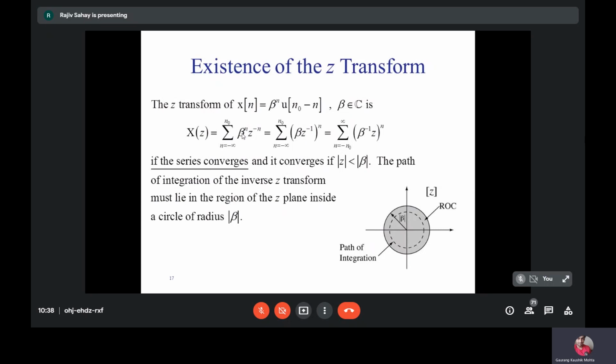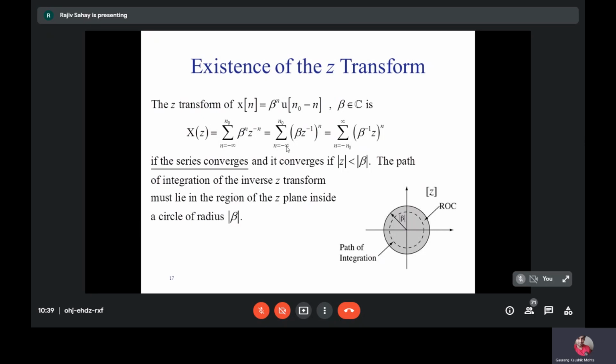So if you start to simplify this, then it will be beta Z inverse whole to the power n, and it will be something like from minus n naught to infinity, beta inverse Z to the power n. So here you are doing a change of indices. Earlier this was from minus infinity to plus n naught. Now you are making it from minus n naught to infinity. So therefore you are introducing a reciprocal term here, or a negative term here in the index n. So now it becomes beta inverse Z. Earlier it was beta Z inverse, now it becomes beta inverse Z, because you are introducing a negative term in the exponent, because you are changing these limits.